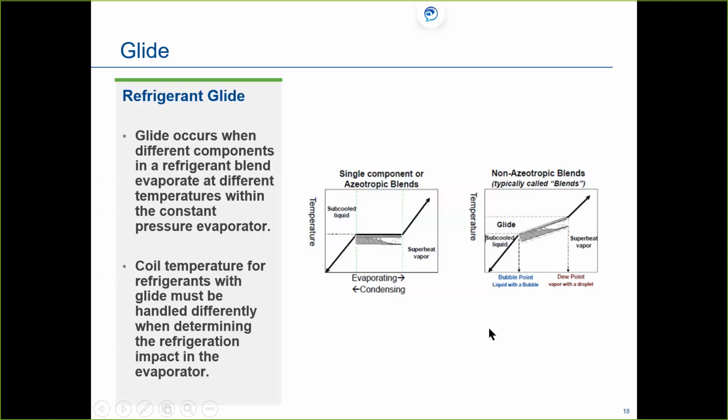So remember that. Coil temperature for the refrigerants with glides must be handled differently when determining the refrigerant impact on the evaporator. Again, what's that going to look like? If we have different boiling temperatures, we're going to have to take that into consideration with our evaporators. The manufacturers will.